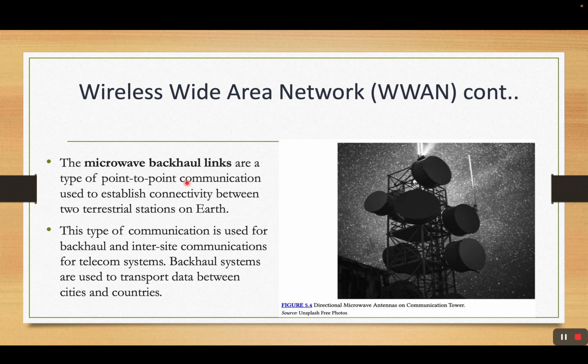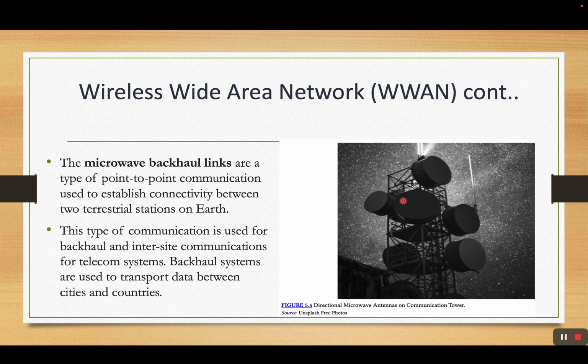Now, the microwave backhaul links are a type of point-to-point communication used to establish connectivity between two terrestrial stations on Earth. This type of communication is used for backhaul and inter-site communication for telecom systems. Usually, backhaul systems are used to transfer data between cities and countries. A good example of a backhaul communication system powered by microwave relay or repeater systems is very common in the United States, Europe, and other countries.